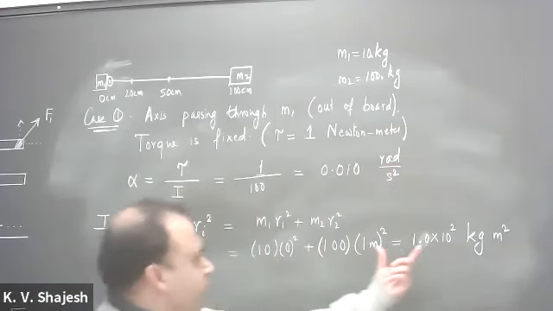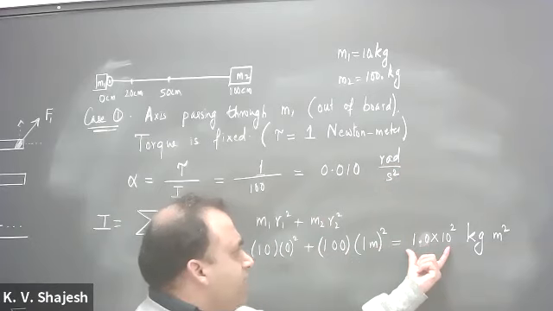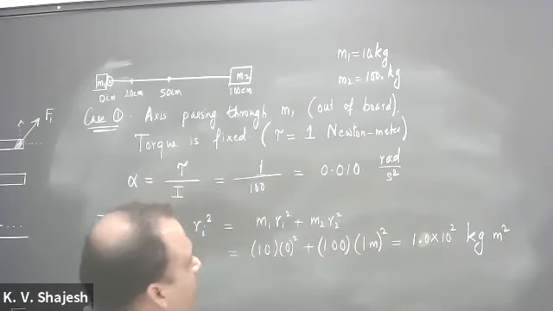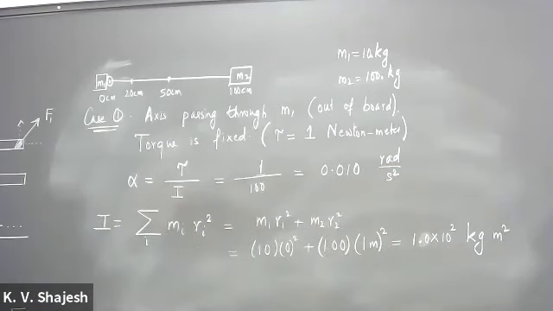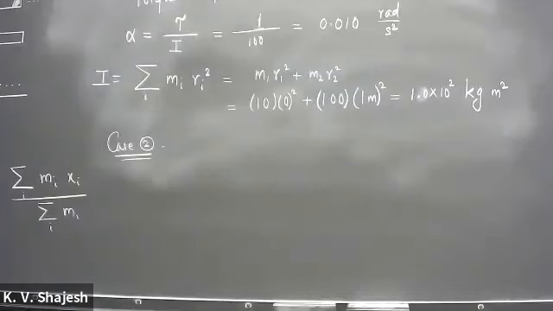So the idea is, if there was so much moment of inertia, there is so much angular acceleration. But what if I increase this or decrease this? What happens to the angular acceleration? So let's do case 2, just to have a feel for what this means.